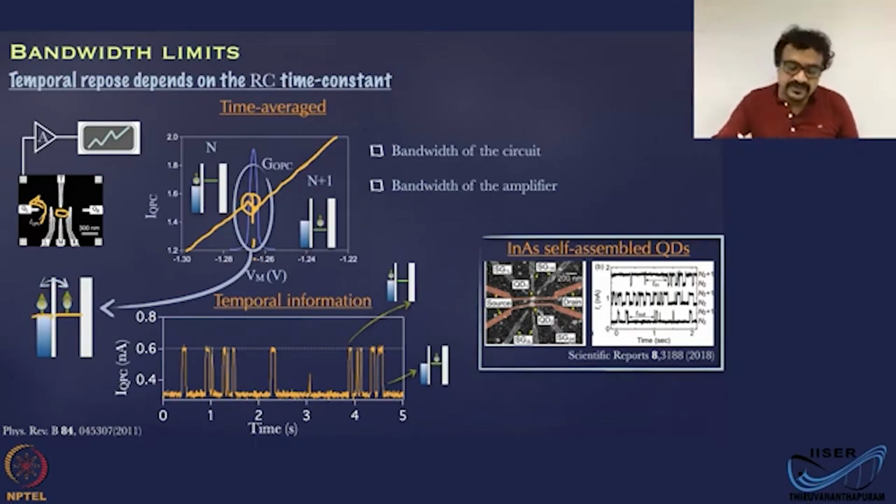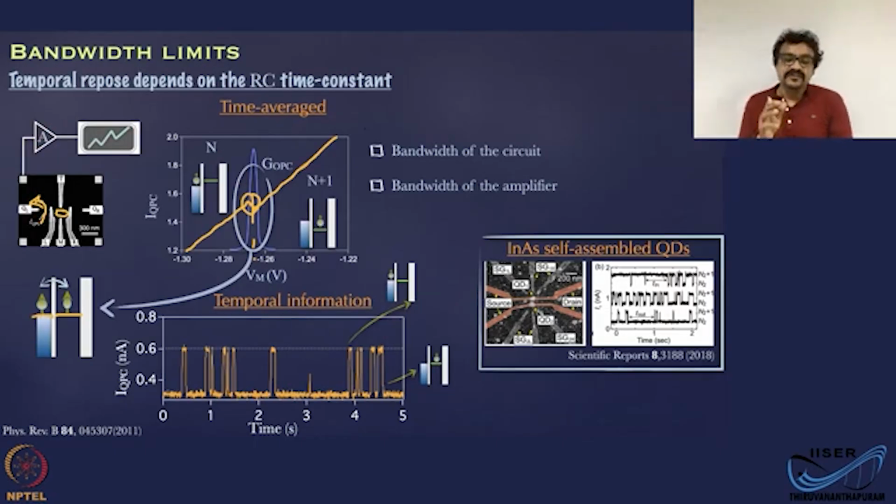And if you simply measure this, you will lose all the information about the temporal scales: how fast the electron is jumping out, how long the electron has stayed inside, or how long the dot was empty. All this information is lost, or not accessible to you, if you simply measure the average current through the quantum point contact. That's what you're doing here. You're measuring the average current through the quantum point contact using some kind of amplifier, and you're plotting that.